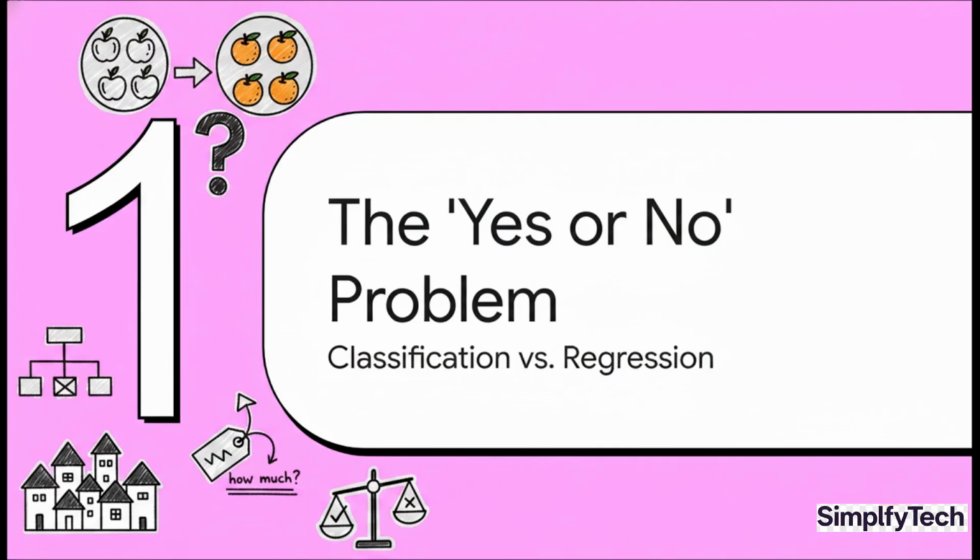All right, first things first, we have to understand the type of problem we're solving here. It is fundamentally different from trying to predict a number, like, say, the price of a house. We're not asking how much. Instead, we're asking which one.